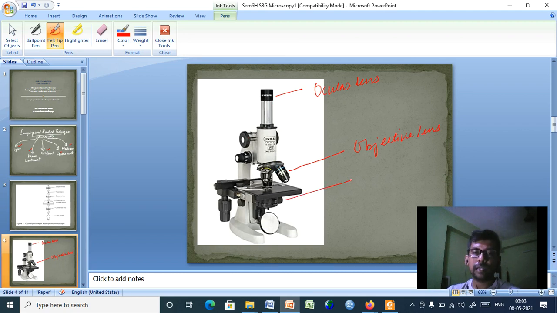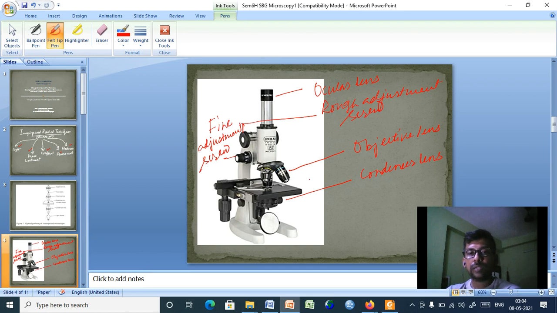There is also a lens. This is known as condenser. This is known as rough adjustment screw. Similarly, this is known as fine adjustment screw.